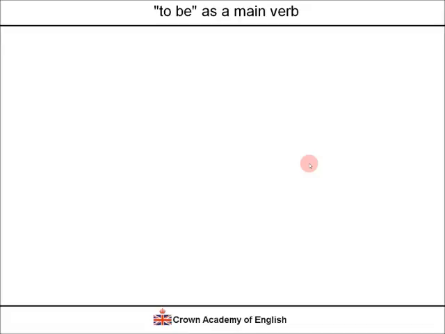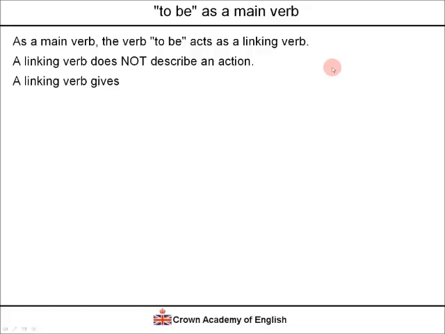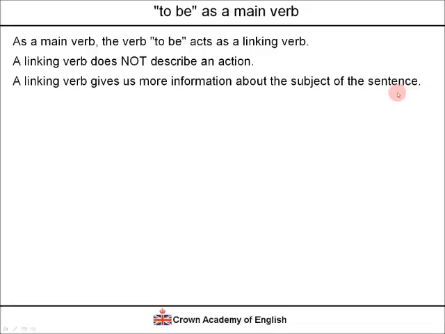So first of all, to be as a main verb. As a main verb, the verb to be acts as a linking verb. So what is a linking verb? Well, first of all, a linking verb does not describe an action. Most other verbs describe an action, but not a linking verb. A linking verb gives us more information about the subject of the sentence.